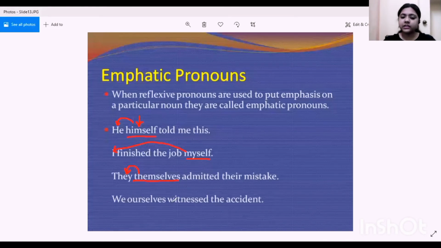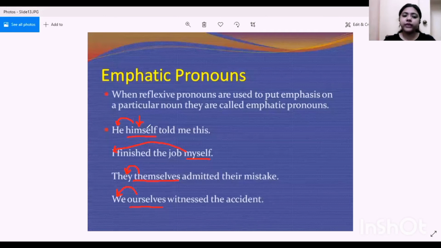We witnessed the accident is also a complete sentence, but when we say we ourselves witnessed the accident, that means again it is laying emphasis. So it is an emphatic pronoun over here because it is doing the job of laying emphasis on the sentence or on the information which is already complete in itself, but we want to lay more emphasis on it, then we add an emphatic pronoun.